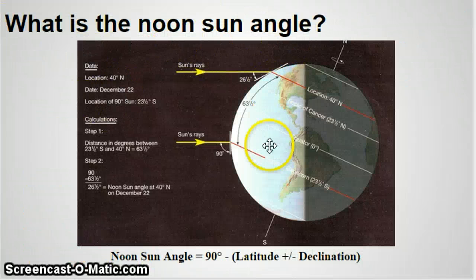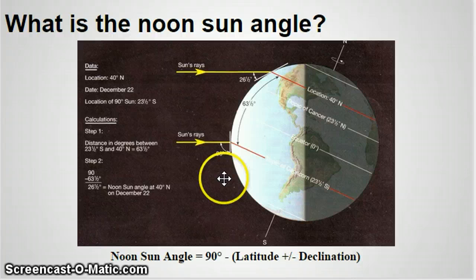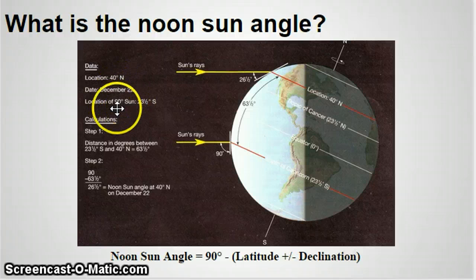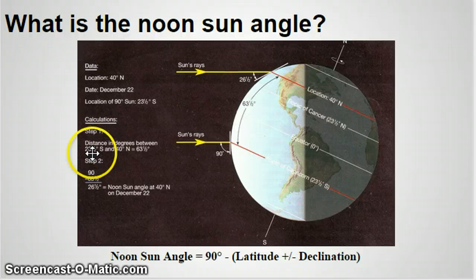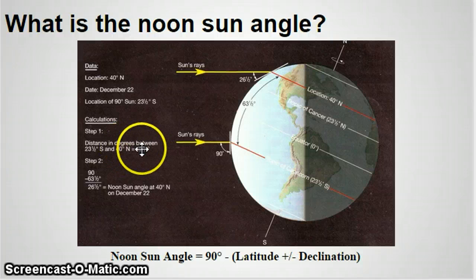So what is the noon sun angle? I can use this picture in the binder to help make sense of it again. At 40 degrees north on December 22nd, I want to find the location of the 90 degree sun, which is at 23.5 degrees south. So step one to calculate this, the distance in degrees, I take 23.5, this is my declination, plus my latitude of 40 degrees north, I get 63.5.